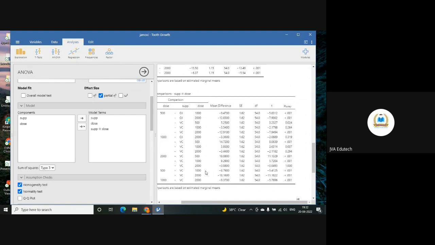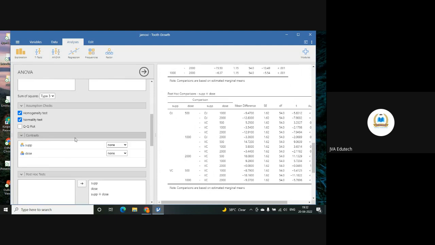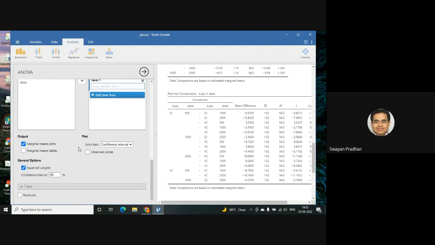If you see all the tables, you'll find almost the same results. So this table will tell you, when you have given them in combination, whether there is a significant difference or not. So this is the case of two-way ANOVA. Is this clear? Or do you need me to explain it again? It's clear. So should I move on to the next?